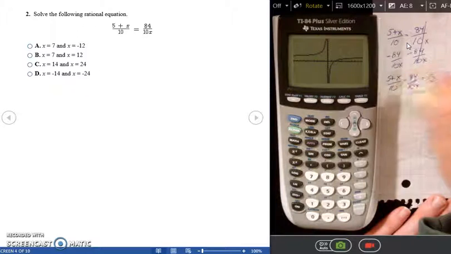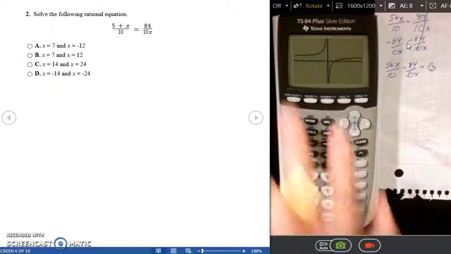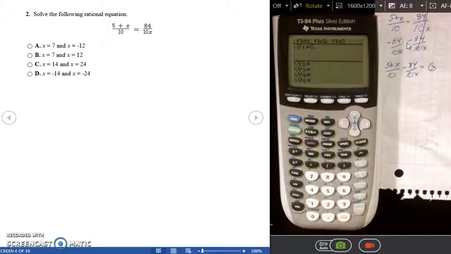And so I can enter this into y equals in order to find the answer. So I'm going to go into y equals and clear out what I have there and type in this new equation.